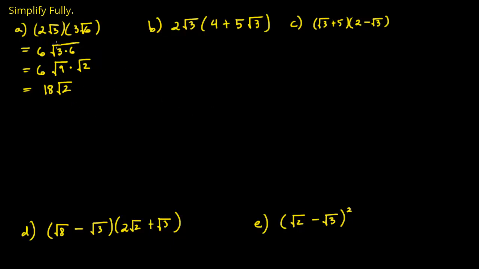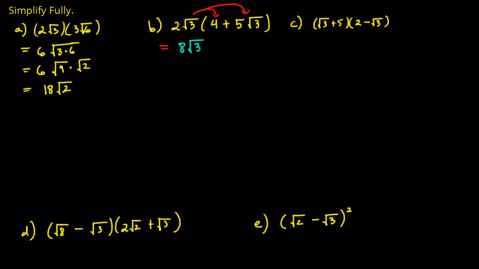Next, we've got a binomial times 2 root 3: 4 plus 5 root 3, times 2 root 3. So I need to distribute 2 root 3 into the brackets here. Both of these terms are going to be multiplied by 2 root 3, since I can't add 5 root 3 to 4. So the first thing I'm going to do is multiply 4 by 2 root 3. 4 times 2 root 3 is the same as 4 times 2 times root 3, which is 8 root 3.